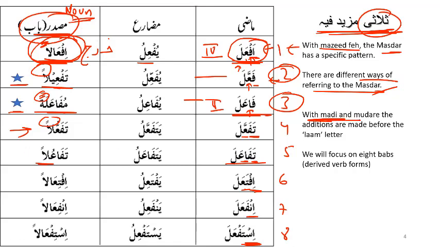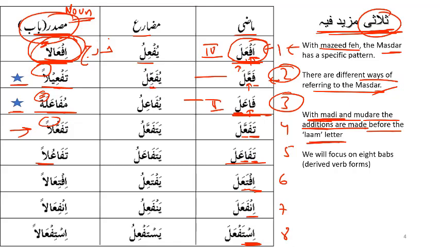Okay. With fail madi and mudare, the actions are made before the lam letter. What I'm saying here is that any additions that we make, whether we are adding an alif or a ta, notice all these additions are happening before the lam letter. So whether it's fail madi or fail mudare, all these actions are happening.